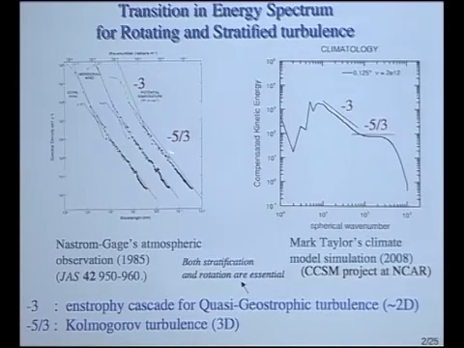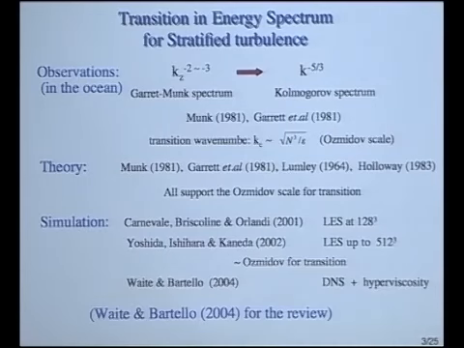So the spectrum shows -3 and -5. The -3 is explained as an enstrophy cascade for quasi-geostrophic turbulence, so it's more like 2D, while -5 is Kolmogorov turbulence, and the energy transfer is forward, which was tested by Lindborg. But the problem is the case when there's no rotation, the pure stratification case.